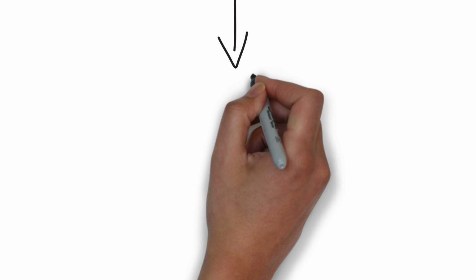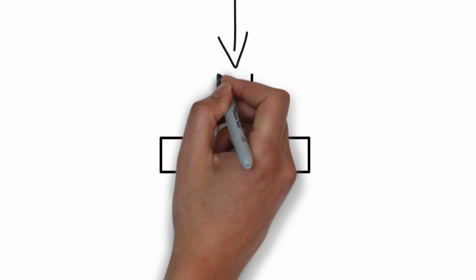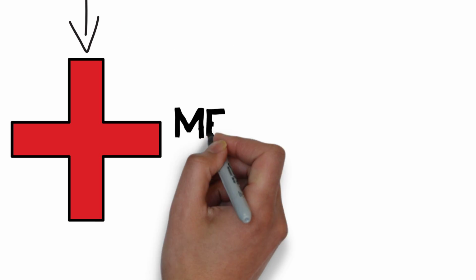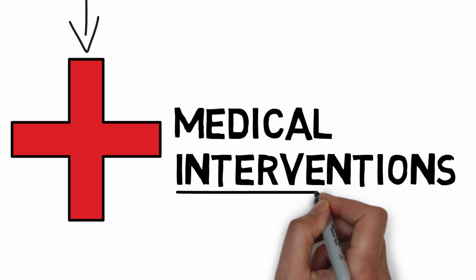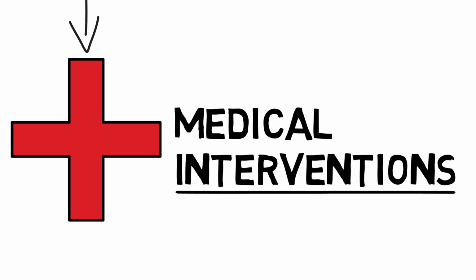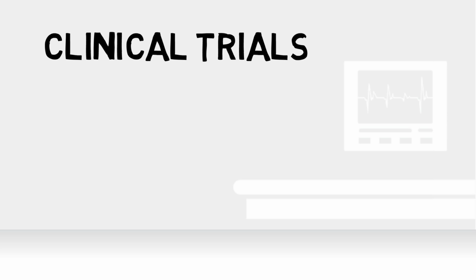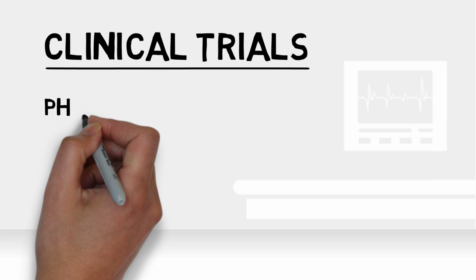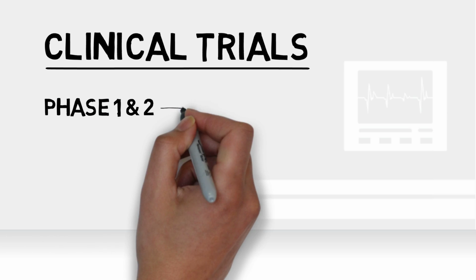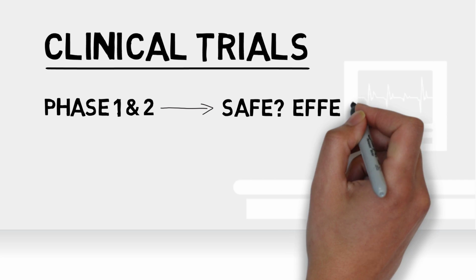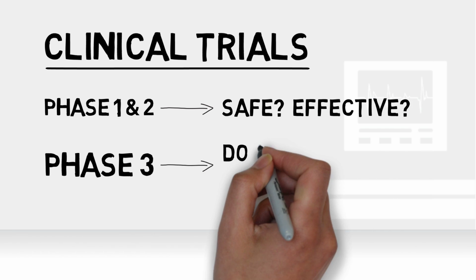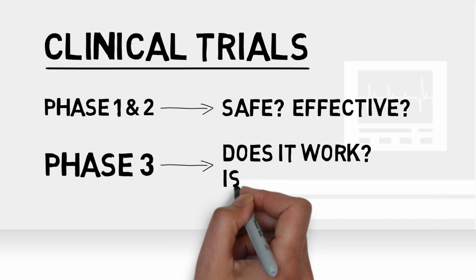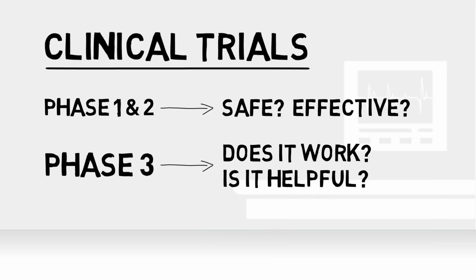You may have heard the term clinical trial or clinical study. This is research that tests medical or health-related interventions. Intervention is a general term for the treatment or procedure that the research is testing. Interventions are commonly tested in phases. Phase 1 and 2 trials determine if an intervention is safe and effective in humans. These are followed by larger Phase 3 trials to find out whether the intervention works or is genuinely helpful to those who need it.